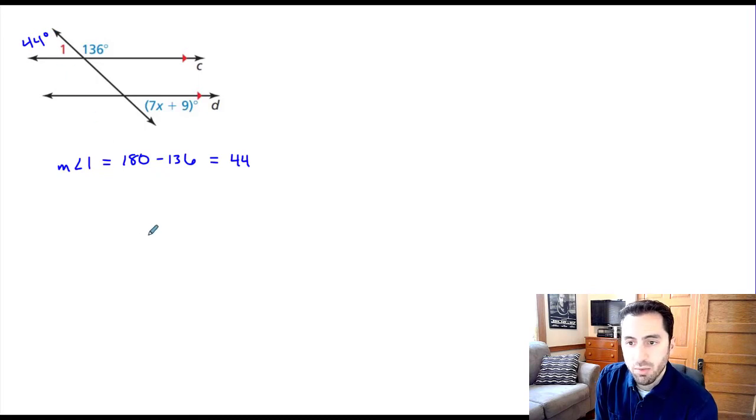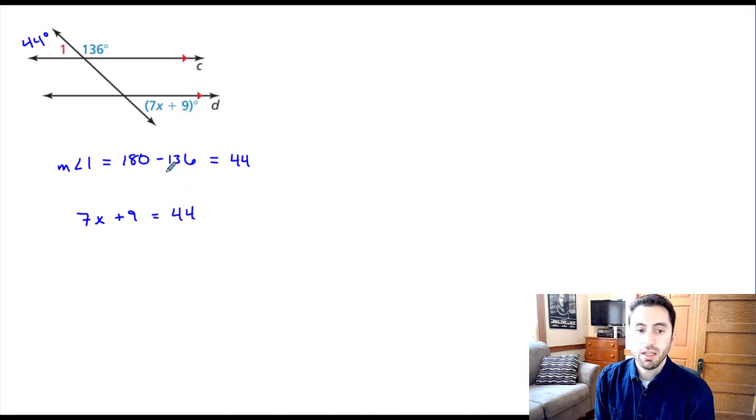Now that I have that established, let's take a look at how that relates to the expression for this angle down here. Again, just based on their positions, I have these parallel lines, angle 1, and then my angle that has the x in it, these are alternate exterior angles. And based on the alternate exterior angle theorem, I know that these 2 angles are congruent. So to write my equation, I can say 7x plus 9 is equal to 44. And again, the theorem is what tells me that this equation has to be true.